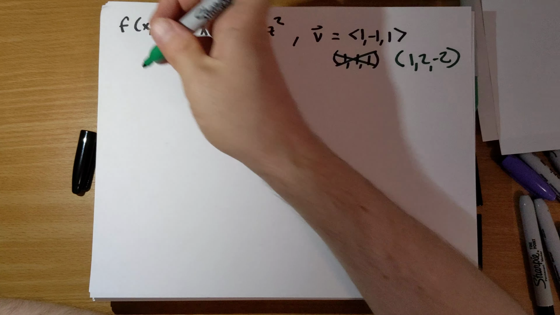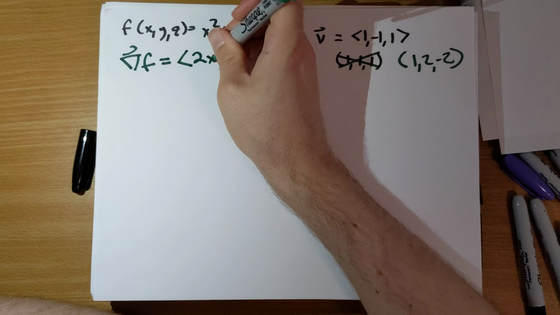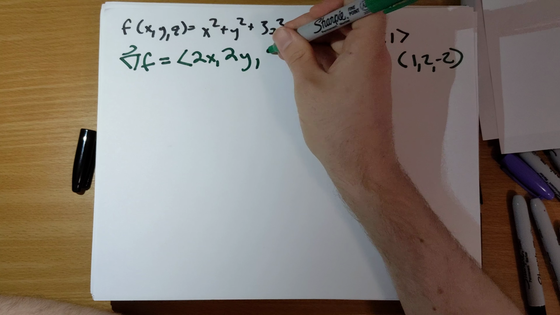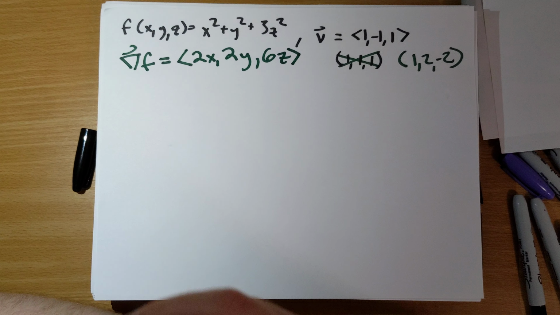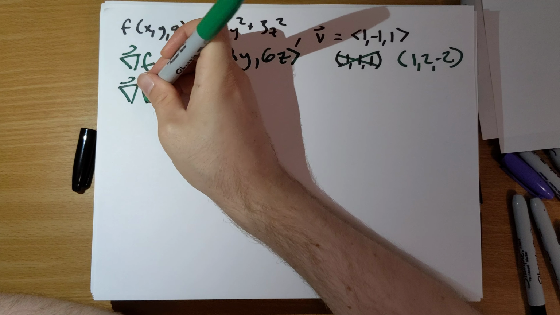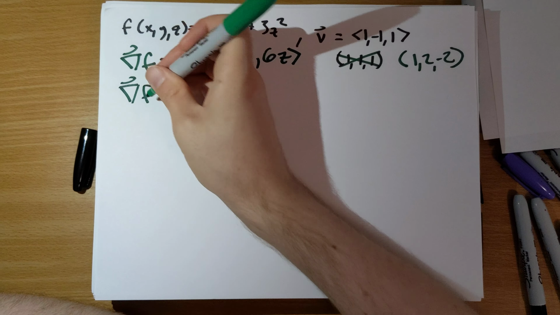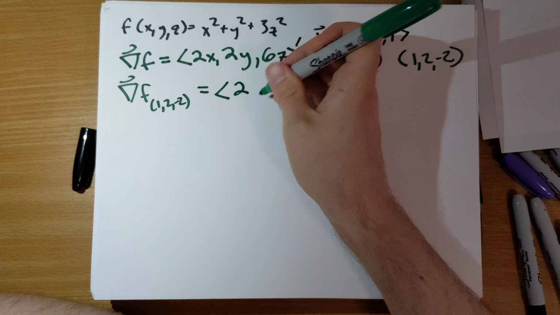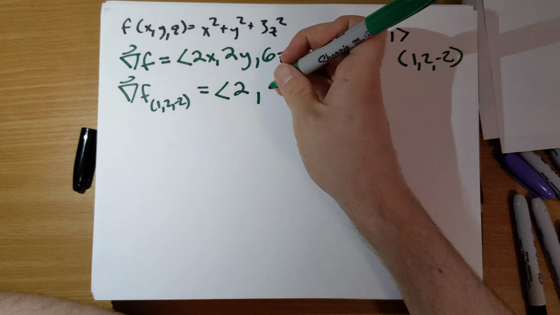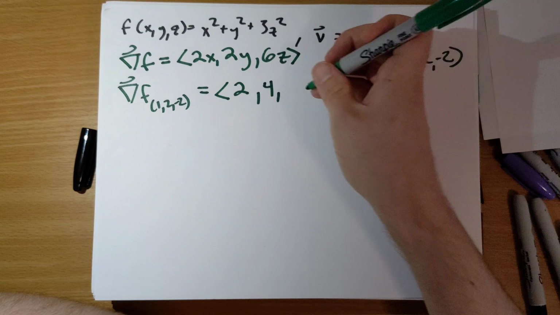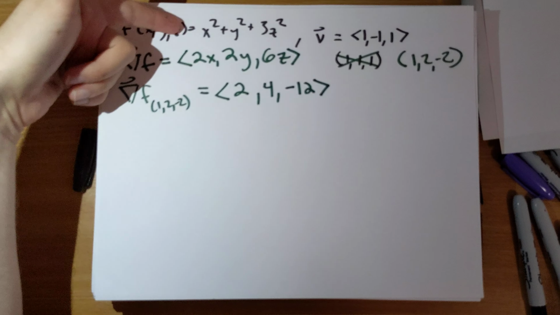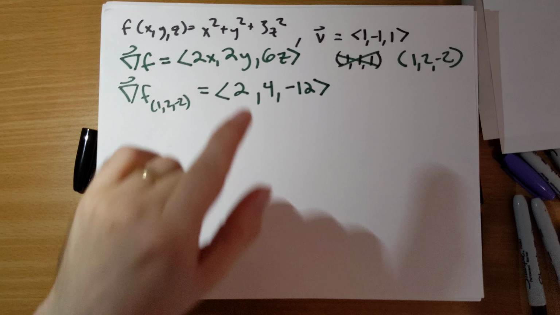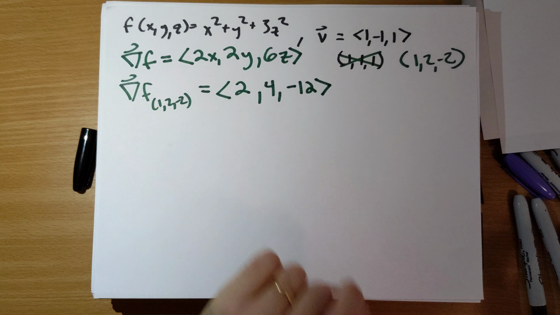The gradient of f here is going to be 2x, 2y, and 6z. The gradient of f evaluated at the point 1, 2, negative 2 ends up as 2 times 1 is 2, 2 times 2 is 4, 6 times negative 2 is negative 12. So this is the gradient of this function here at the point in question.